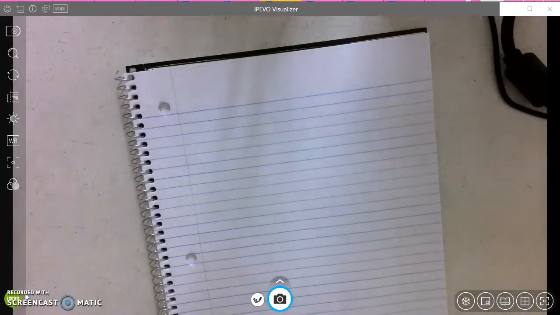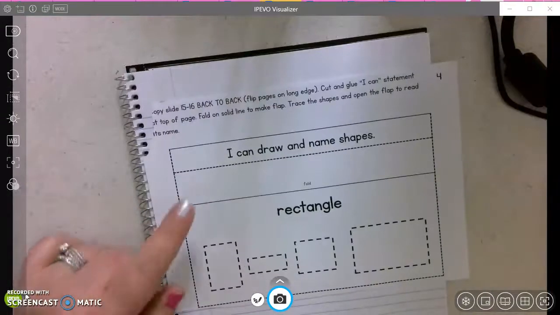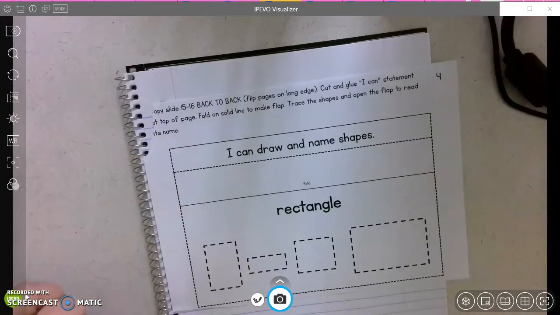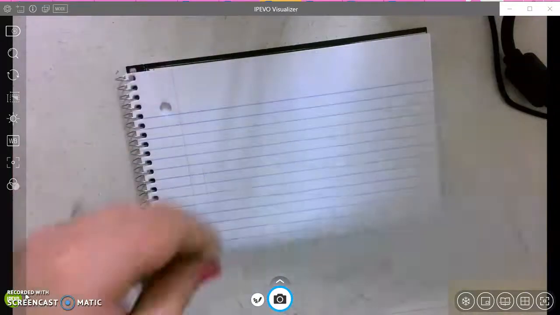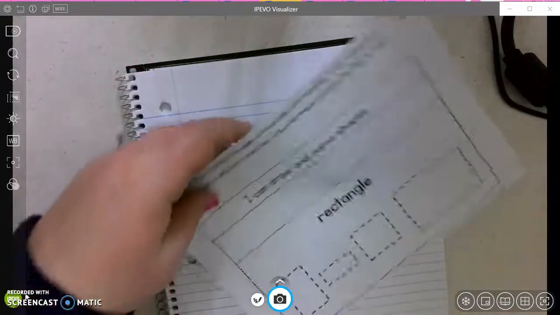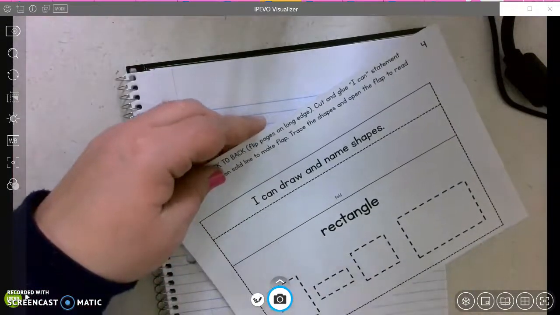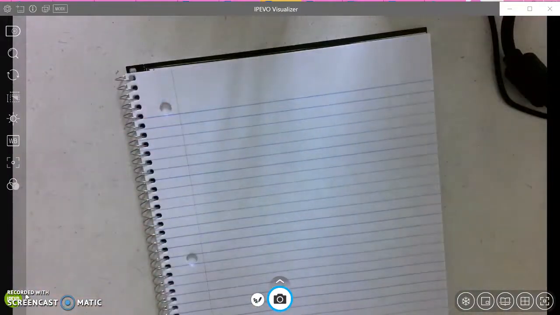I'm going to start with drawing and naming shapes. I'm going to cut out the large square, and I'm not going to cut right here. I'm just cutting around the big long rectangle, and then I will show you what we're going to do.